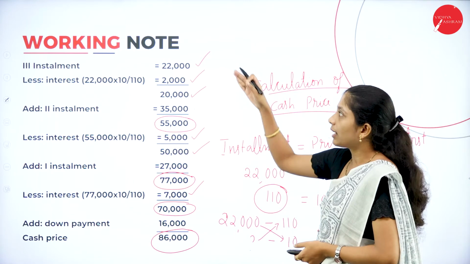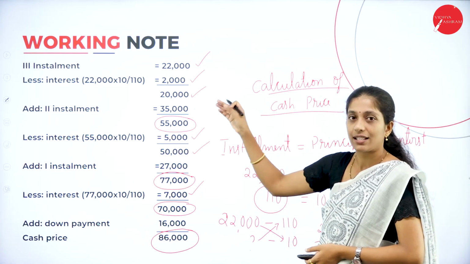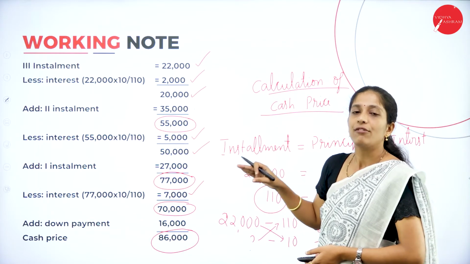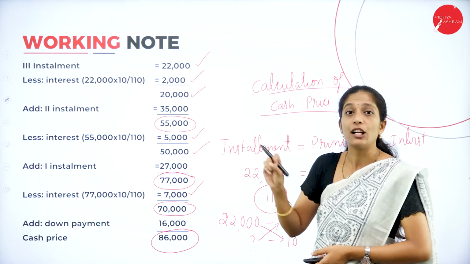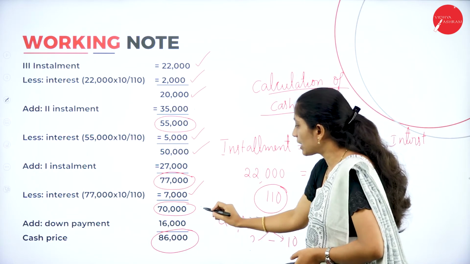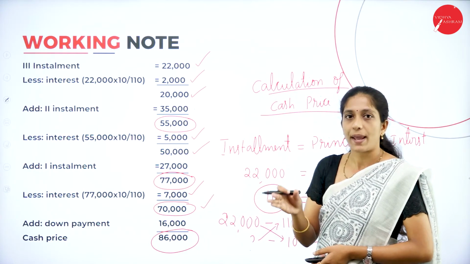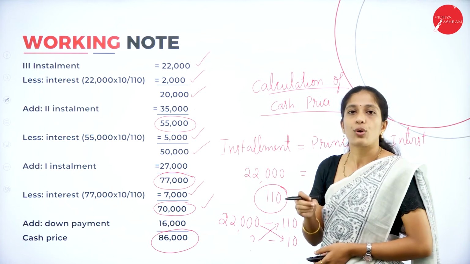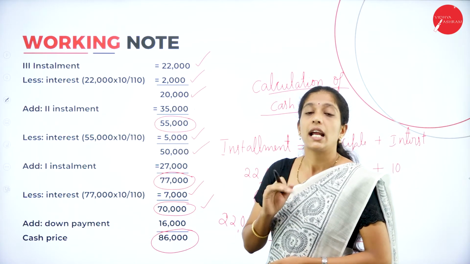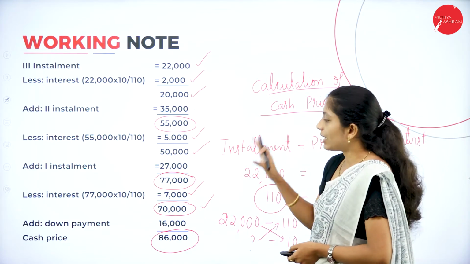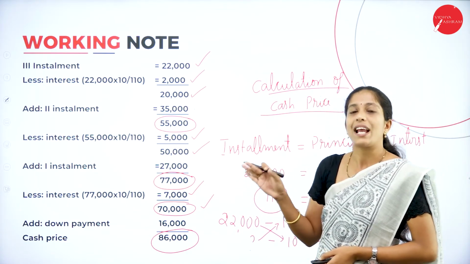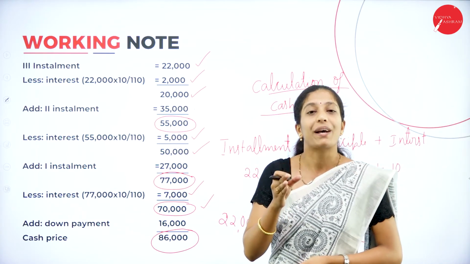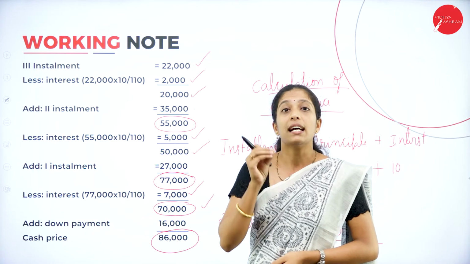Now what you have to do? Start with the third installment, less interest, add the second installment, less interest. Next, add the first installment, less interest, and you will get the total amount payable. Now 70,000 is the total amount payable. For that, add the down payment of 16,000, so the total cash price of the asset is 86,000. Now, clear about this? Yes. Now, do we have to calculate depreciation here? No. Why? Because we are going to prepare ledger accounts in the books of the hire seller.